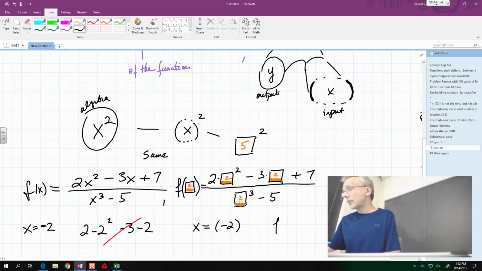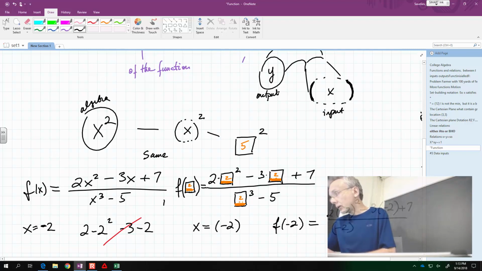I have the same formula. So f of -2 is, as we can see, -2 in parentheses anyway when you use the notation. So 2 times (-2) in parentheses squared, minus 3 times (-2), plus 7, over (-2) in parentheses cubed, minus 5. Okay, so that box is the parentheses. Just instead of having them rounded, they're kind of squarely parentheses, like brackets.